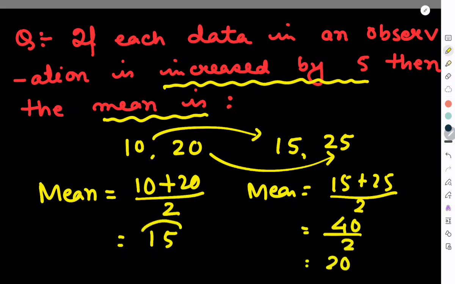So as you can see, original mean was 15, the new mean is 20. So how much did it increase? Again 5, right?